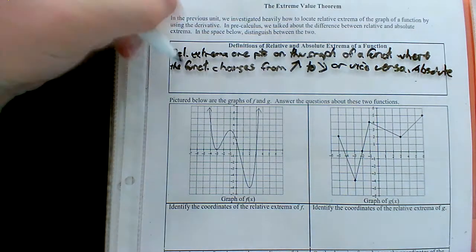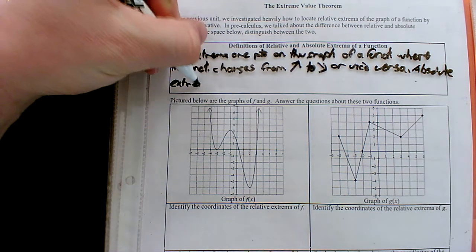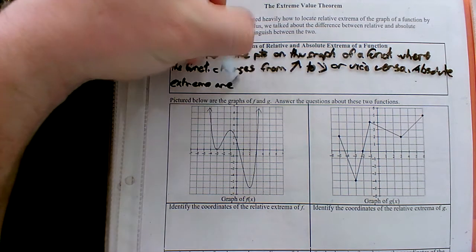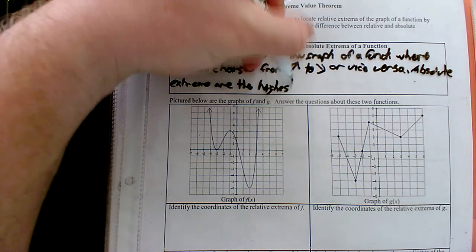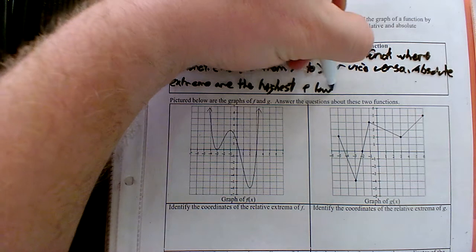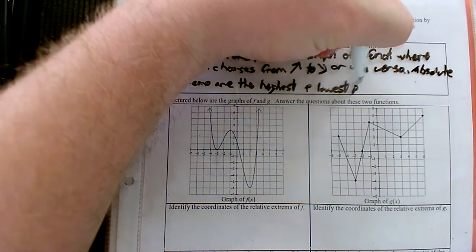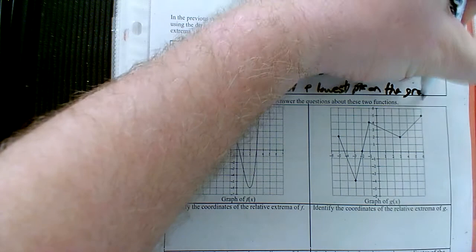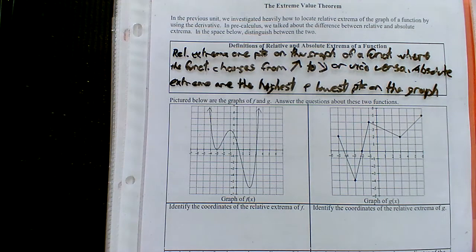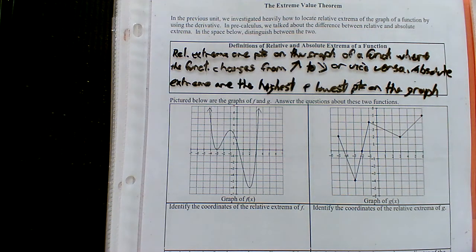Absolute extrema are the highest and lowest points on the graph. Any questions?